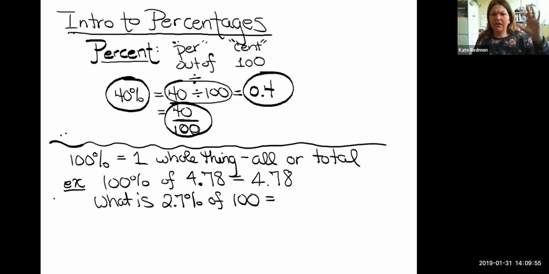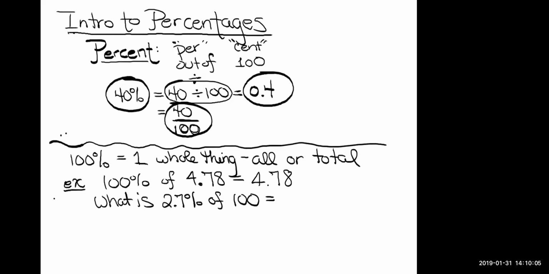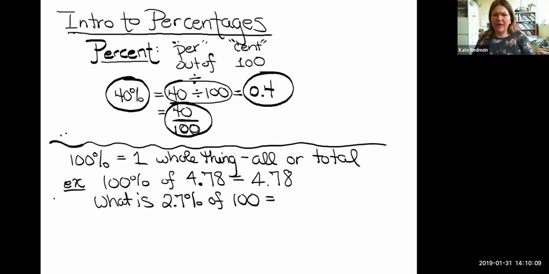There'd be all this junk along the side of their paper. And I'm going, y'all, look, did you notice that this says 2.7% out of 100? Well, what does percent mean? It means out of 100. And so if percent means out of 100, there's no math to do here. 2.7% of 100 is just 2.7 because that's how many parts out of 100 already. Does that make sense to you guys?